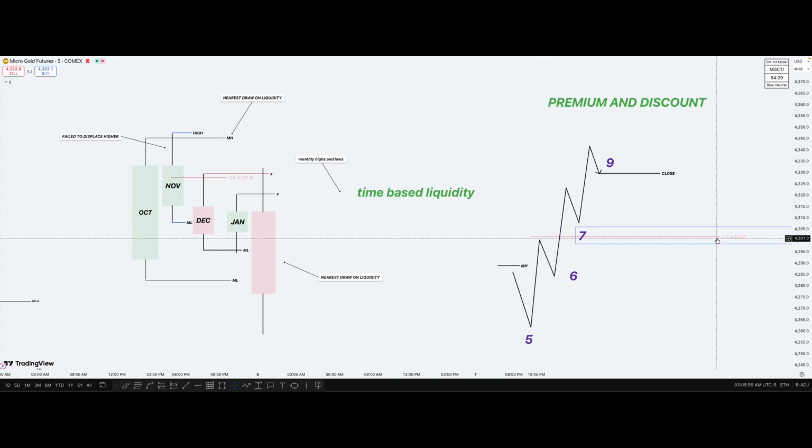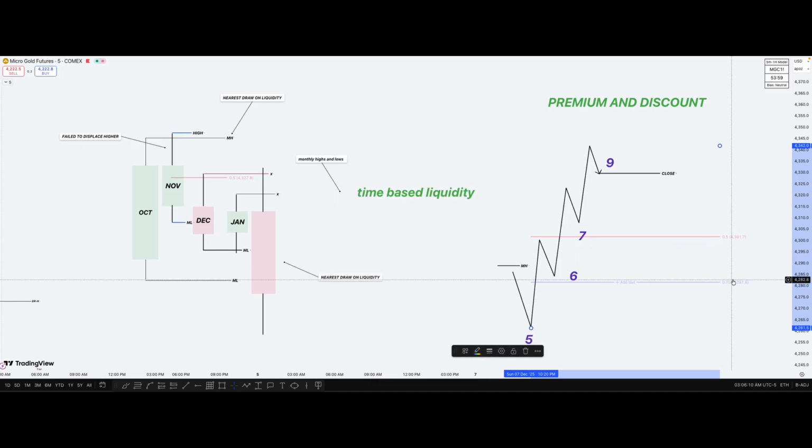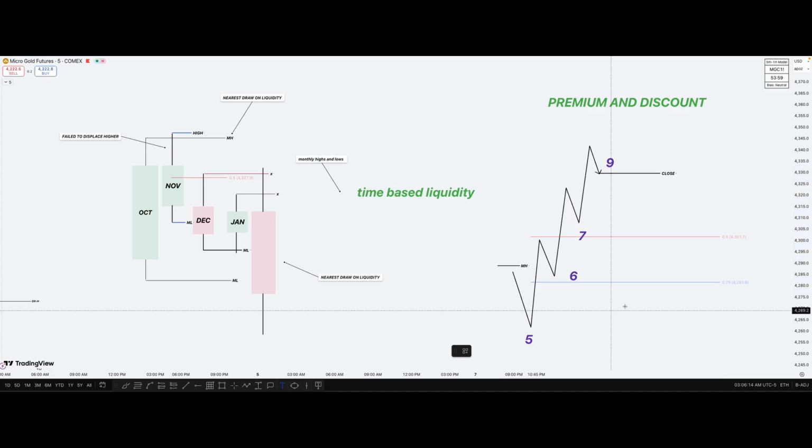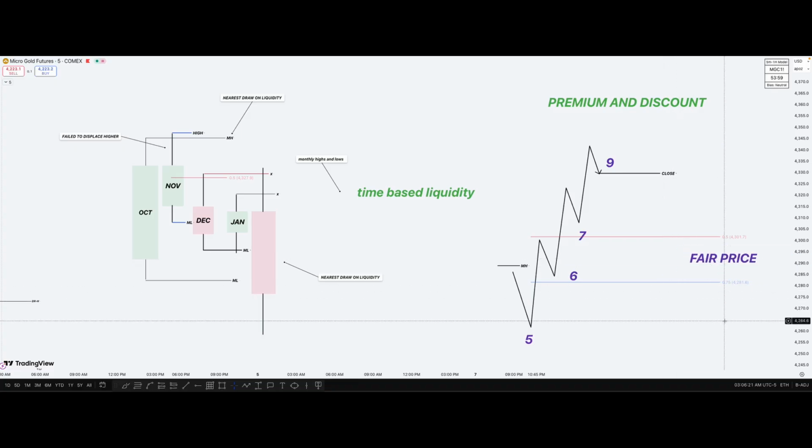So this is the 50% level, right? So we would anticipate that around 50 to 75%, this will be the fair price, right? This will be a very fair price for me, to buy, isn't it? Because we are already looking for buys, because our bias is to look for longs, right? Our bias is to look for buys, right?